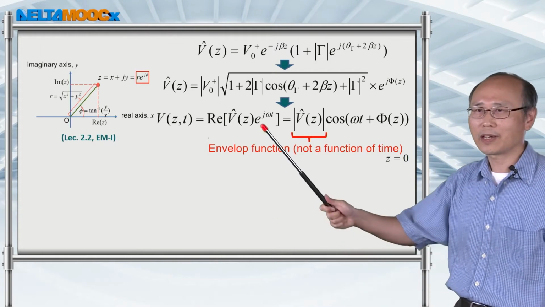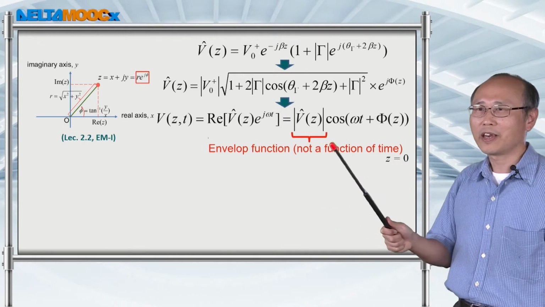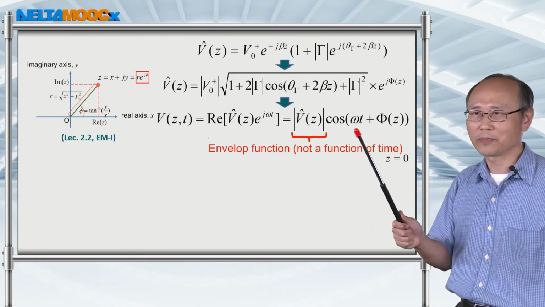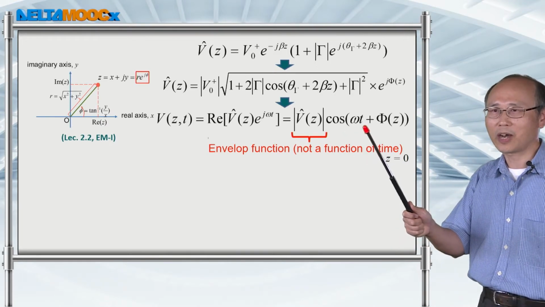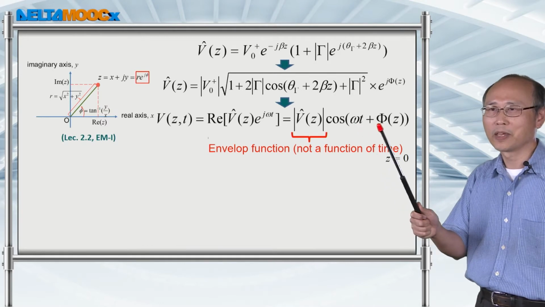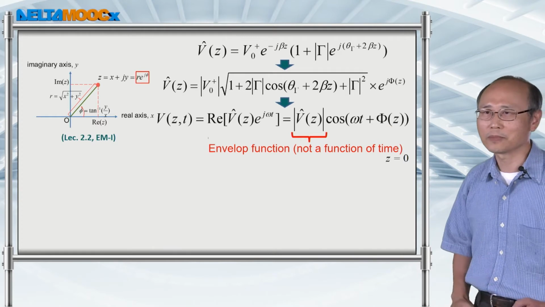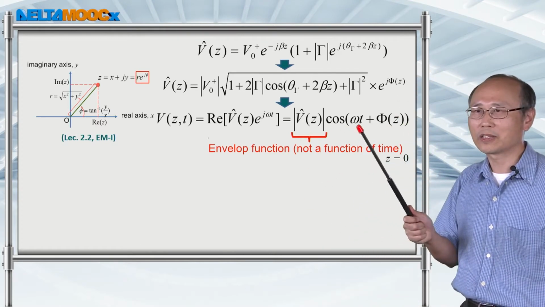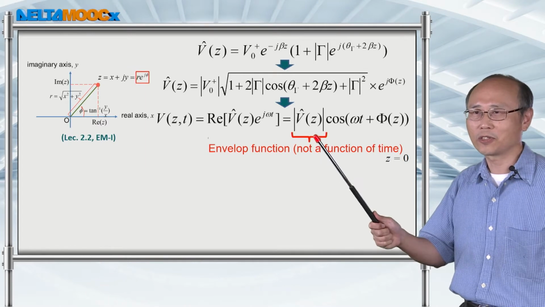Once you do this operation to this phasor expression, you come up with an envelope function in front of a cosine signal. Inside this cosine signal, it tells you that the signal will oscillate with a frequency omega, and then there's a phase that is a function of position. We all know about this cosine function because it's just a sinusoidal signal oscillating with time, but there's an envelope function associated with it.